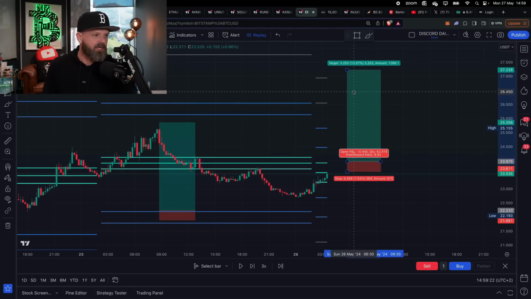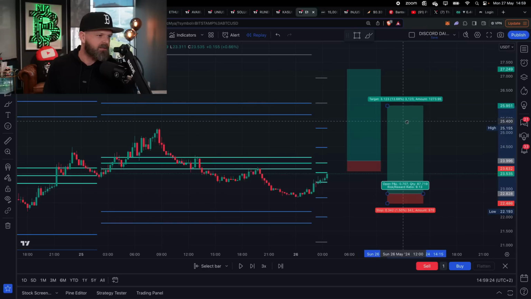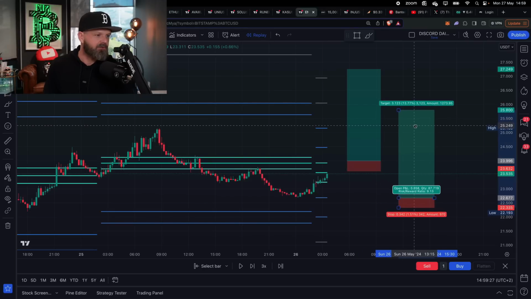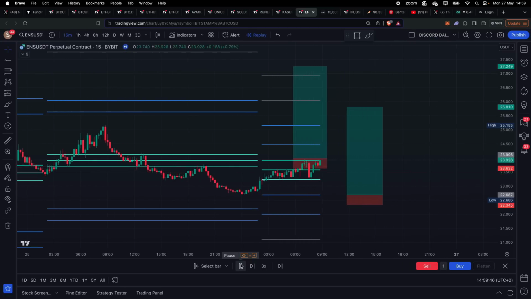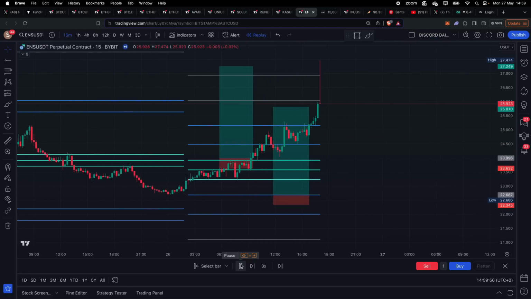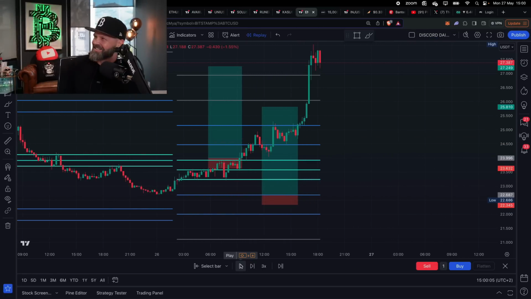I'm going to put my entry above the daily pivot, and I'm going to put my second entry at the daily pivot range lows. No way, bro.